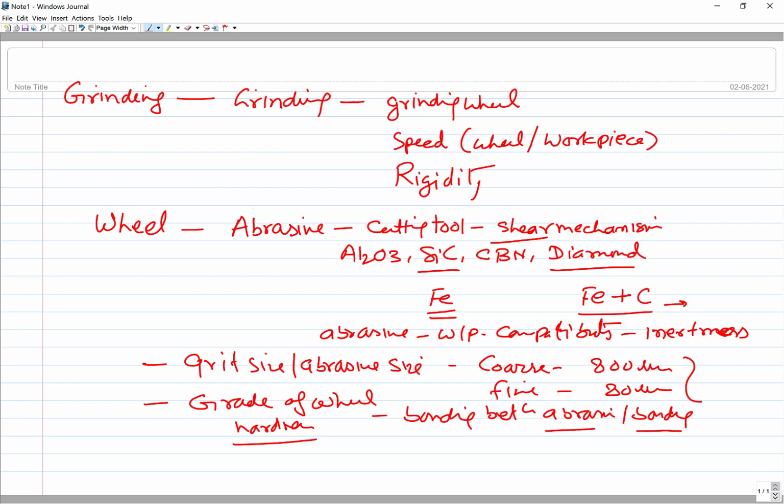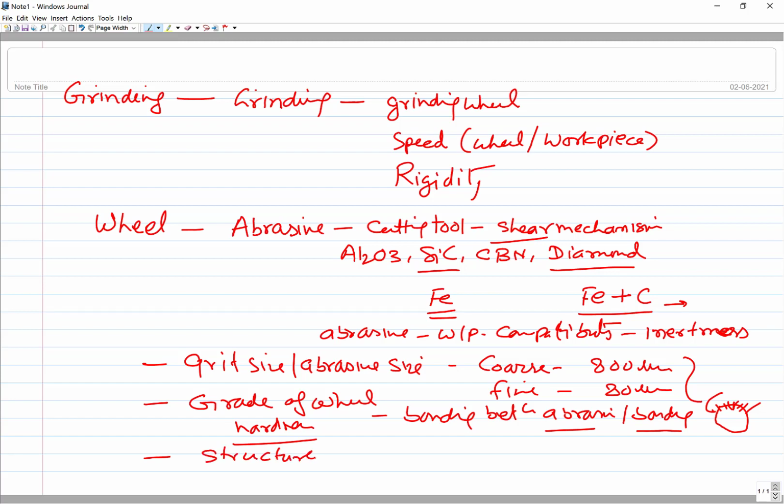Okay, so soft bond means the bonding between the abrasive and the bonding material is poor. Let's say this is the abrasive and the bonding material is this. So if this bond is poor, it is called soft. If the bond is strong, it will be termed hard. Then the fourth point related with this is structure.